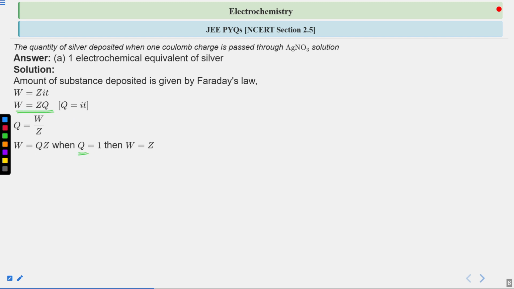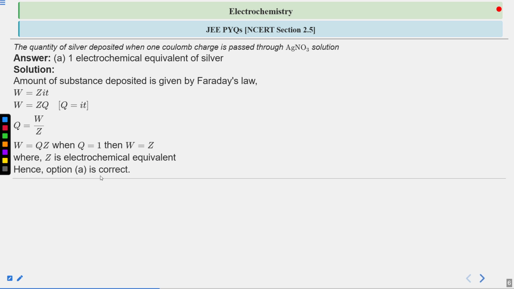Now when Q equals 1, if you put the charge equal to 1, which is already given in our question that 1 coulomb charge is passed through the silver nitrate solution, then W will become equal to Z. According to the equation W equals QZ, if you put Q as 1, W becomes equal to Z, right? Where Z is the electrochemical equivalent, and hence option A is the correct answer.